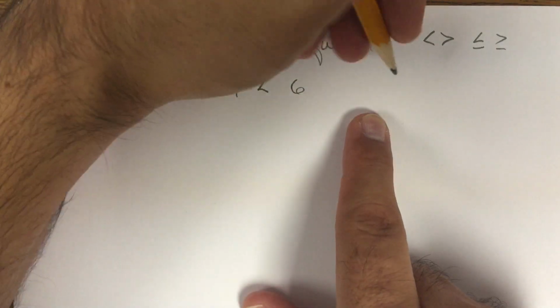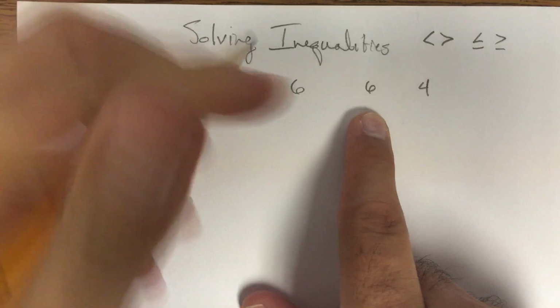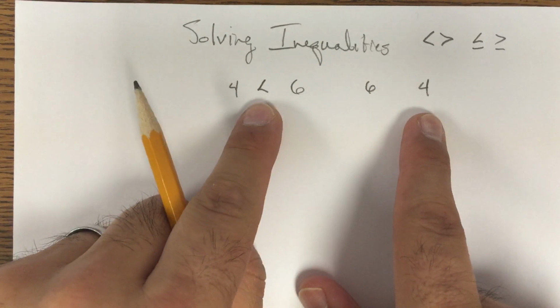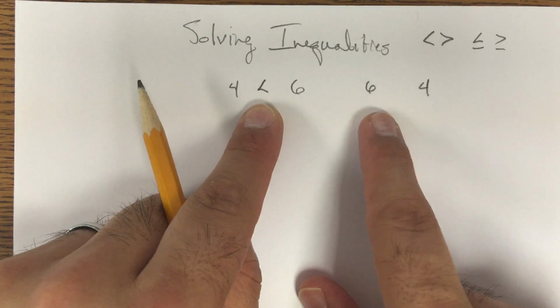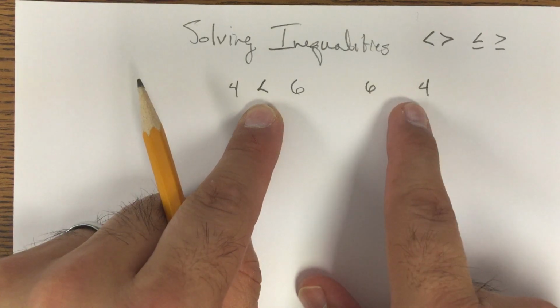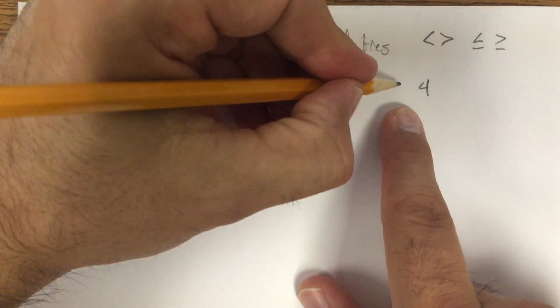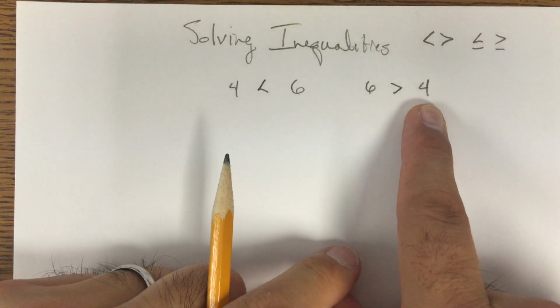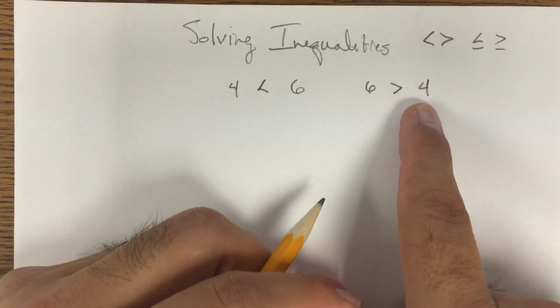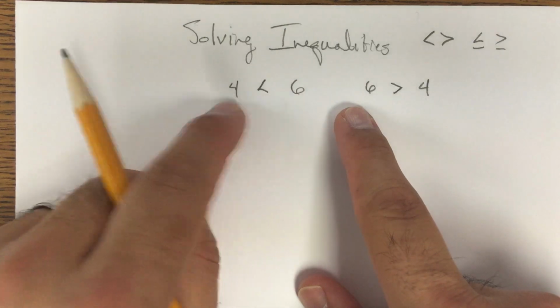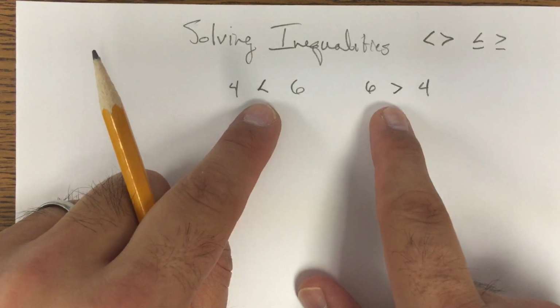But what if I flipped it around? What if I wrote the numbers in another order? Is it the same symbol? What do I need to do? What do I need to write here to make this statement true using inequalities? 6 is greater than 4. Of course, I can always read it backwards. 4 is less than 6. So whichever way I read it, I've used the correct symbol.